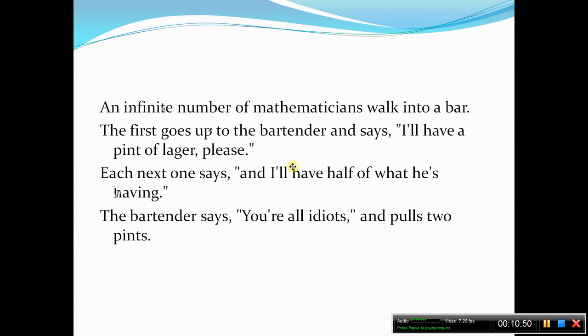Okay, now I'm going to end with a really stupid joke, but if you're familiar with Zeno's paradox, which you are now, you'll understand. An infinite number of mathematicians walk into a bar. The first goes up to the bartender and says, "I'll have a pint of lager, please." Each next one says, "I'll have half of what he's having." The bartender says, "You're all idiots," and pulls out 2 pints. Math jokes are just the worst.